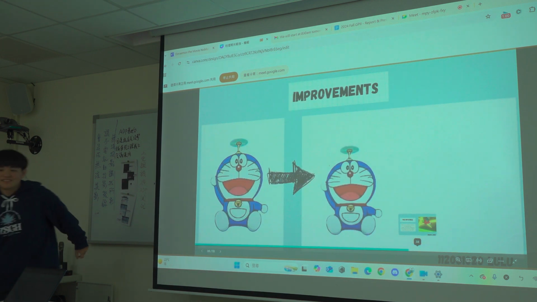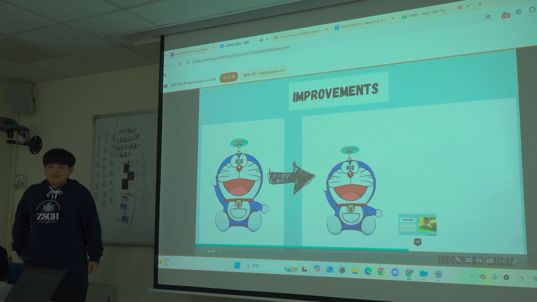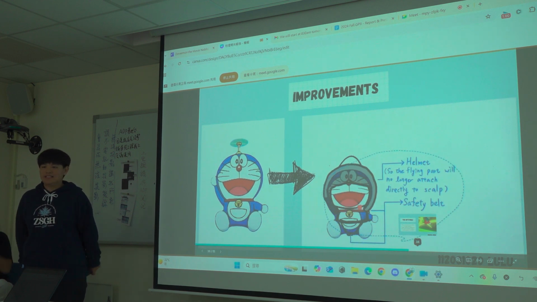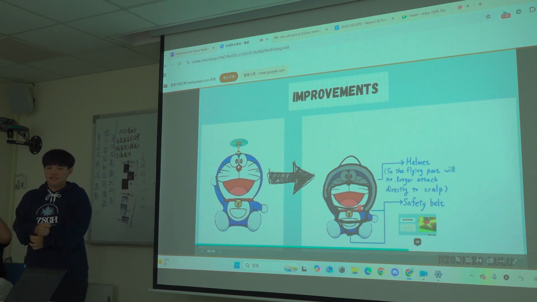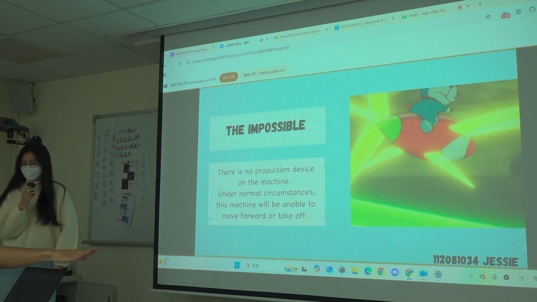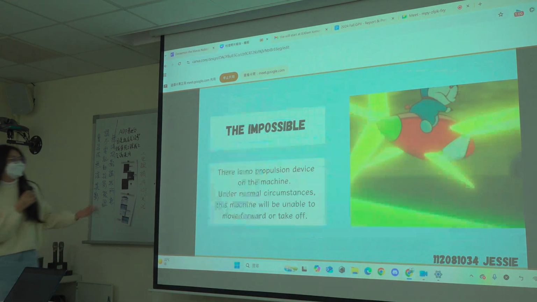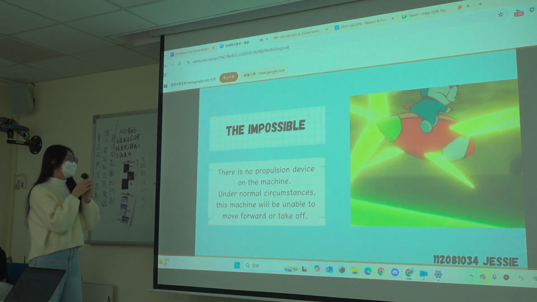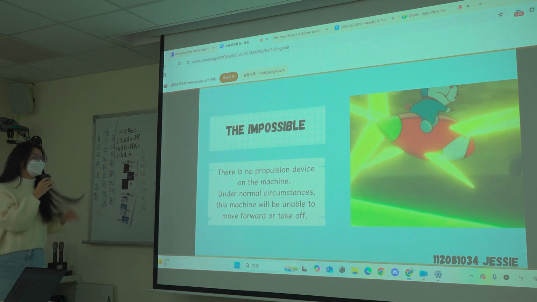It was very good, Lulu, but then there is another person who did this before. So, can you read and compare? Okay. But I think yours was pretty good. Yeah. Okay, very good. So there's no wing? Yes, right. So the impossible thing is there's no propulsion device on the machine.